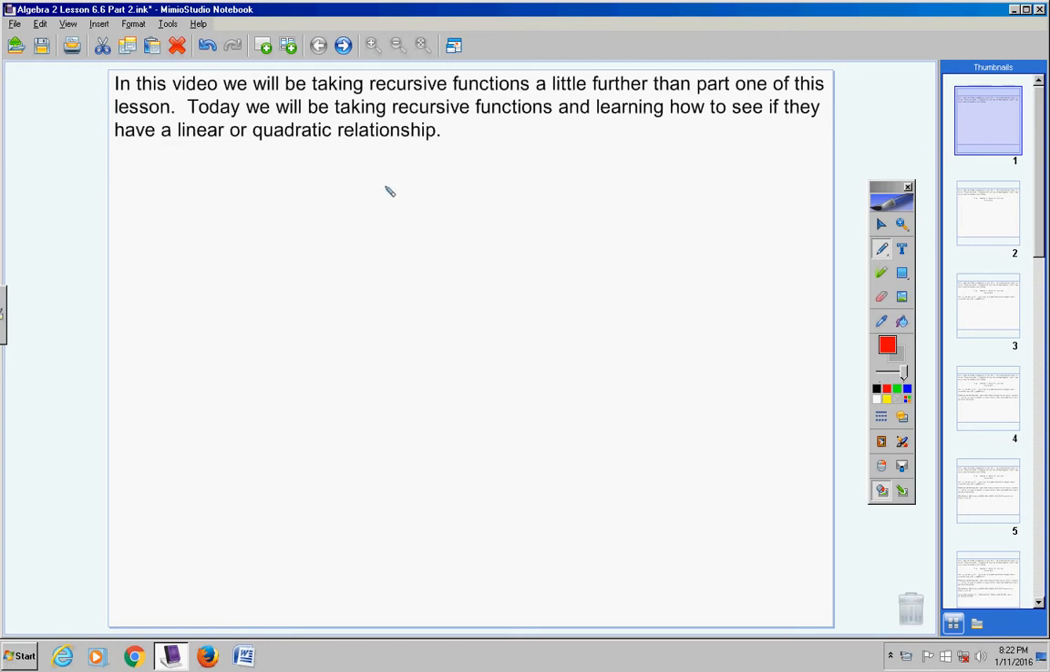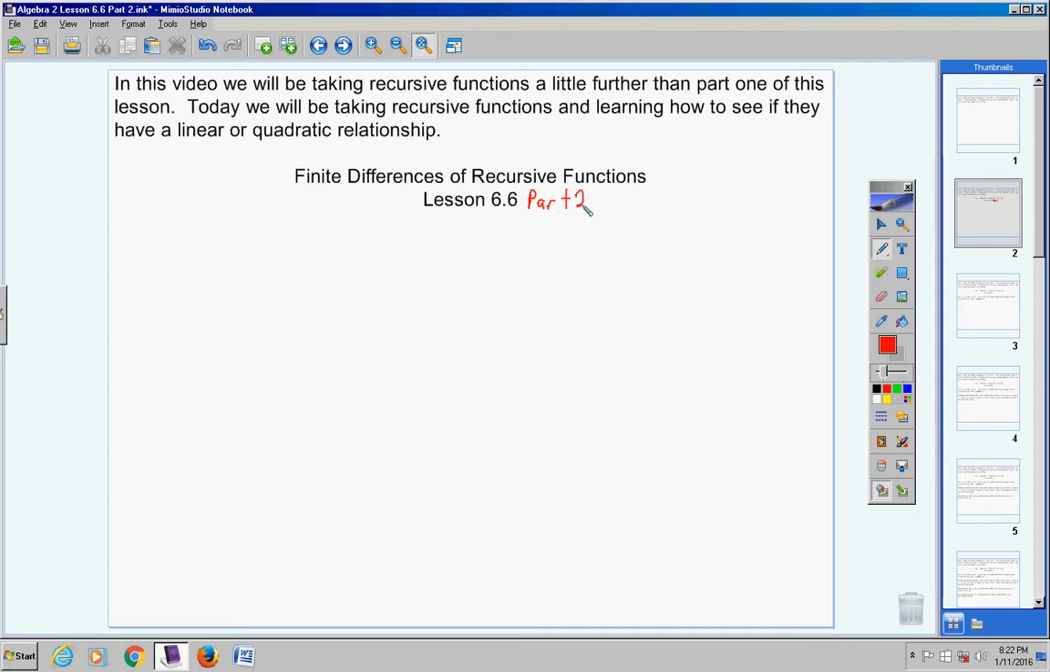Well, let's get the heading up here first, okay? Your heading for today is finite differences of recursive functions. Sounds a lot more difficult than it is. It's not that hard. The lesson number is 6.6, and that should say part 2 right there. So be sure and put part 2 in your notes, and be sure and include today's date, okay? Finite differences of recursive functions, lesson 6.6, part 2, and be sure and include today's date.